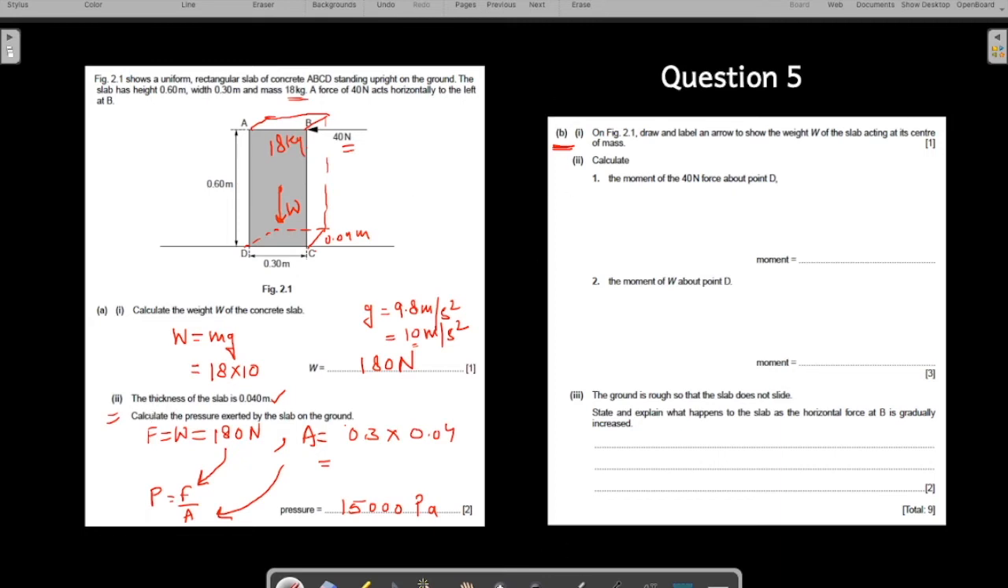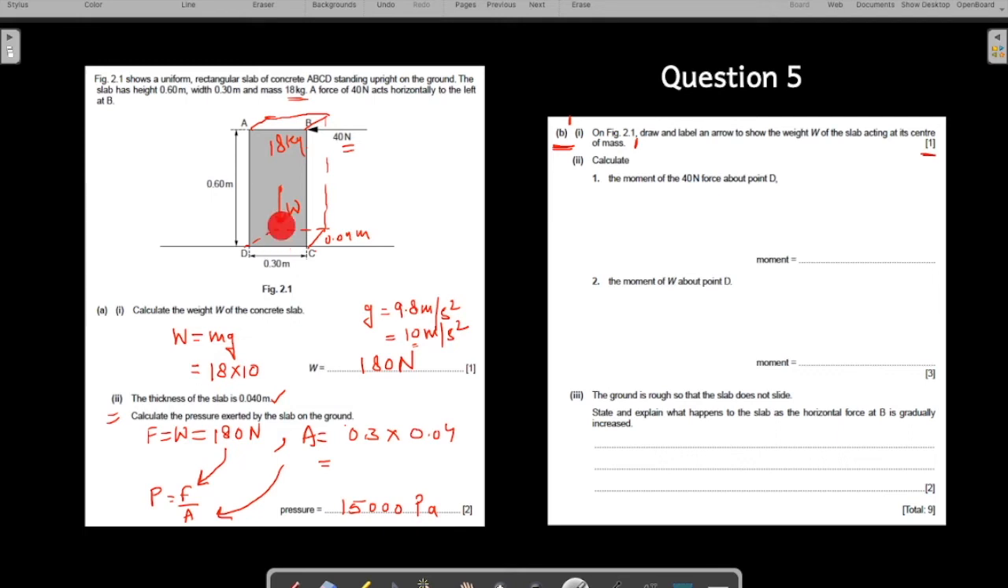So let us come to the part B. On the figure, draw and label an arrow to show the weight W of the slab acting at its center of mass. This is a 1 mark, very tiny question. So many times students tend to skip such tiny questions. Students do skip, they do not read that there is a tiny question lying in between in this small space. So pay attention, be careful in the examination.